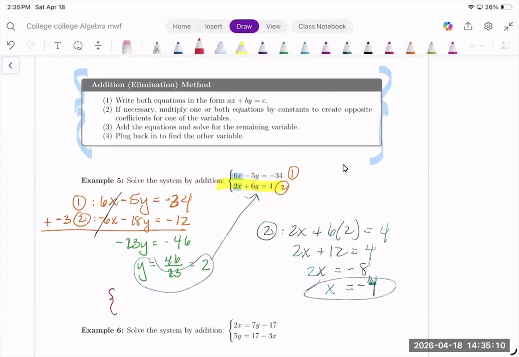So the answer is it 2 comma -4? No, right? Remember, we've got to be specific in order. It's an ordered pair, x comma y. So it's -4 comma 2. Yay, go us.